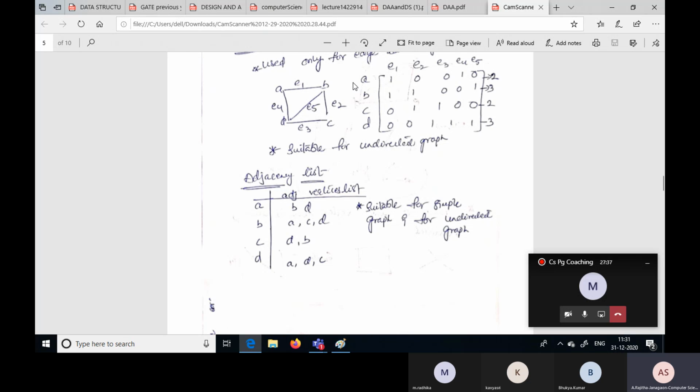So A to B edge is there and A to D edge is also there. Okay, B to A edge is there, B to C edge is there, B to D edge is there, and C to B as well as C to D. Next D to A and D to B. Next D to C also. So these are all the concepts.